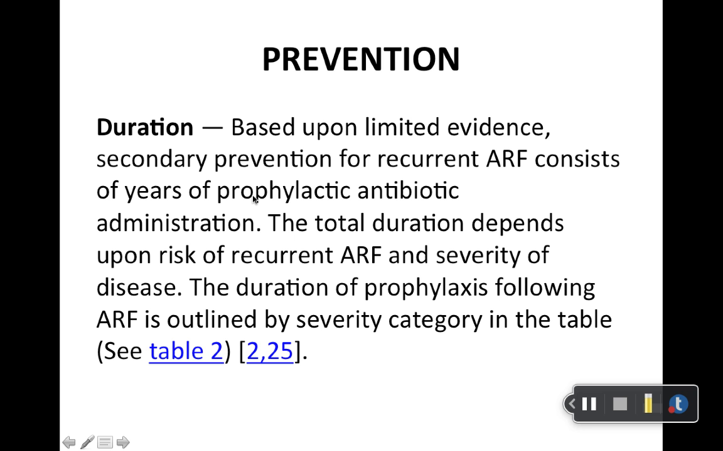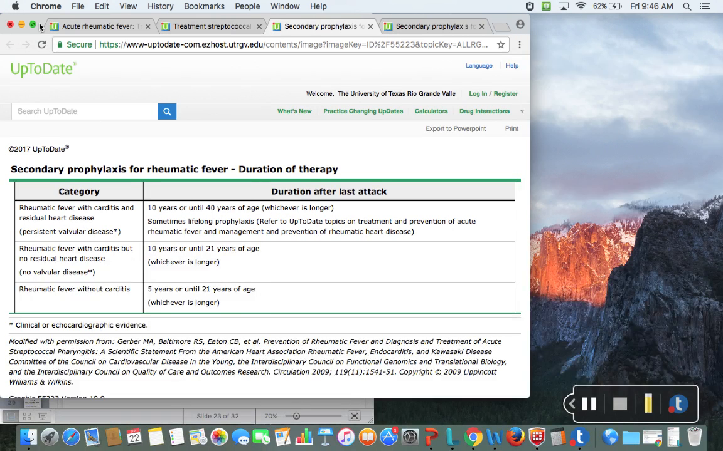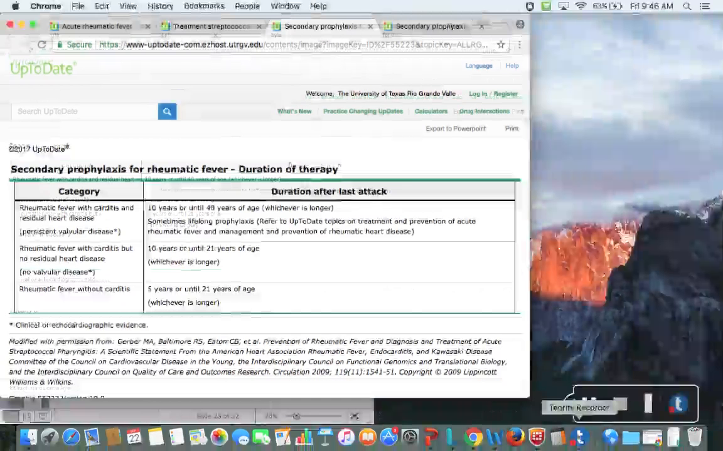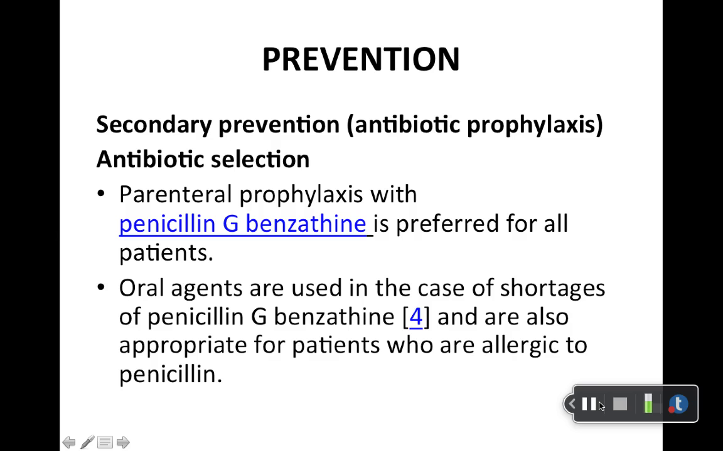And again, there's another table, but the duration. So here we have the duration of therapy. Just go ahead and read through this and just know that it may be a pretty long time when you have to continue to do the secondary prophylaxis. So just go ahead and look at that.